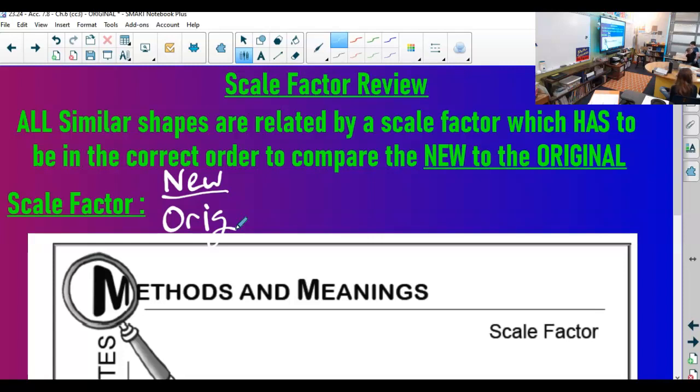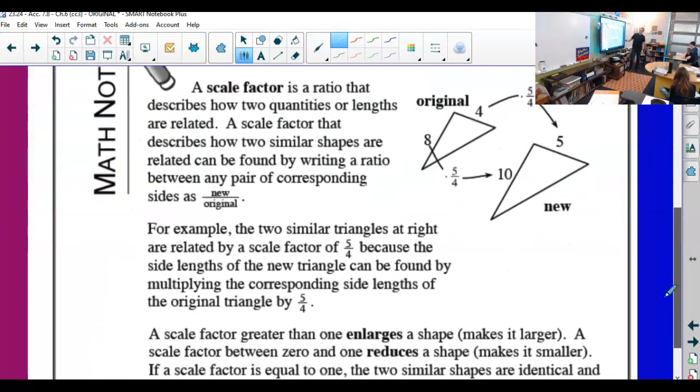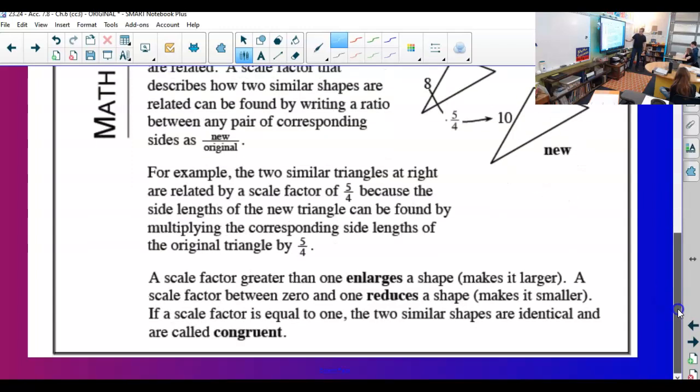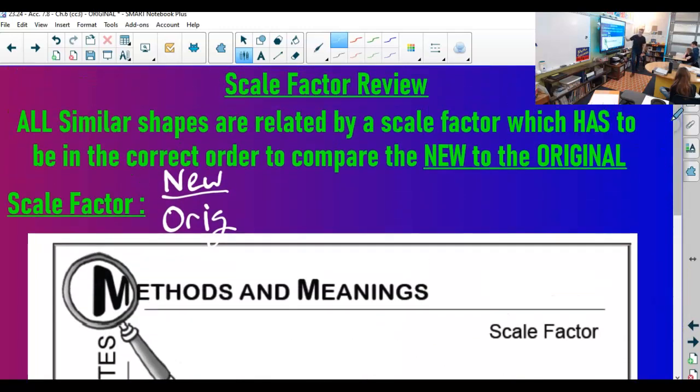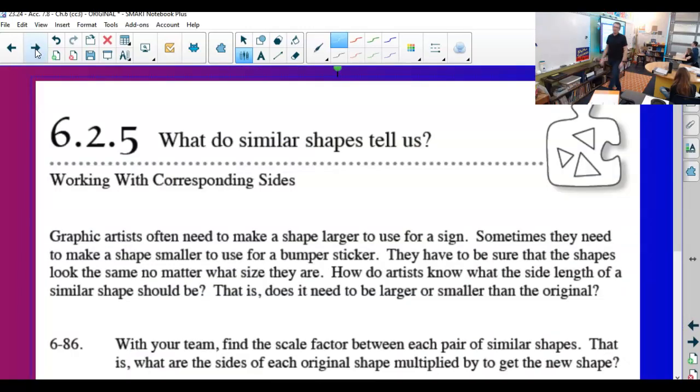So if the new shape is bigger, we're going to get a scale factor that's more than 1. If the new shape is smaller, we're going to get a scale factor that's between 0 and 1. And in your math notes, there is pretty much this because I chopped it up and put it in your math notes. So if you need that reminder, go to the math notes and get that reminder.